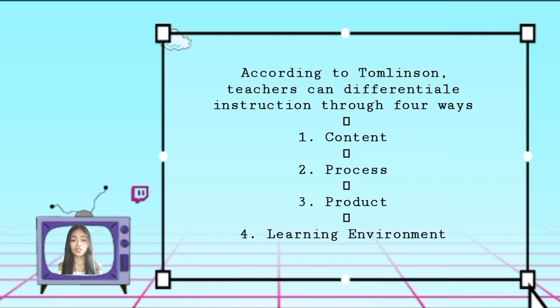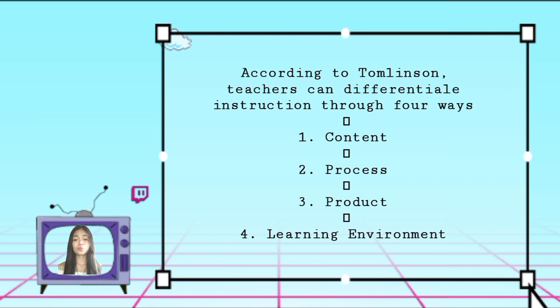Process differentiation. Process refers to how students make sense of the content. Teachers can vary instructional methods, activities, and tasks to accommodate different learning styles, differences, and preferences. For example, some students might learn best through hands-on activity while others prefer visual aids or discussion.